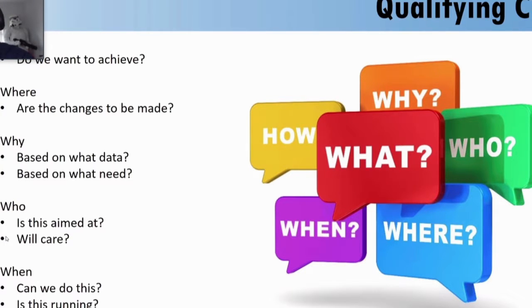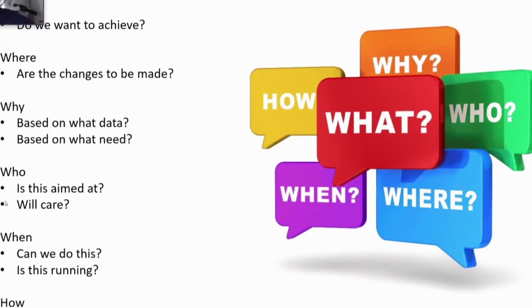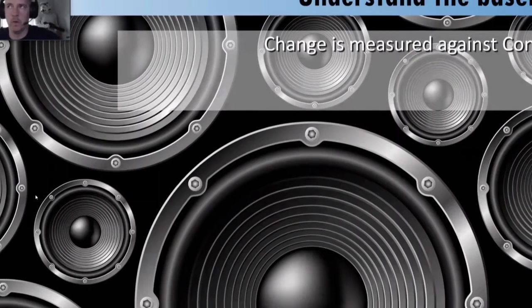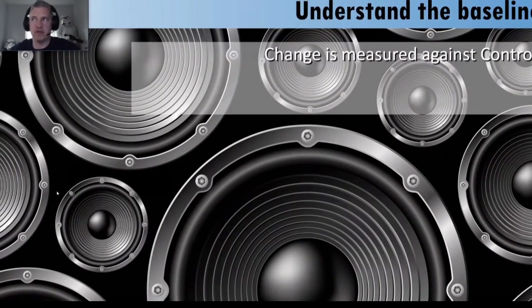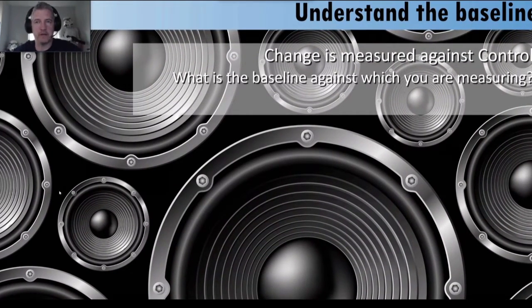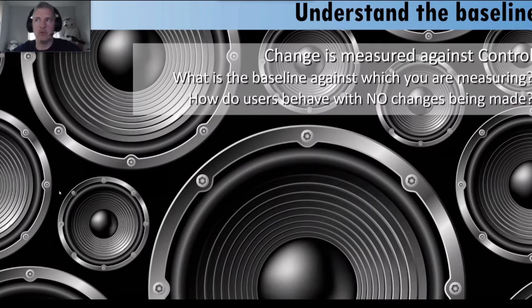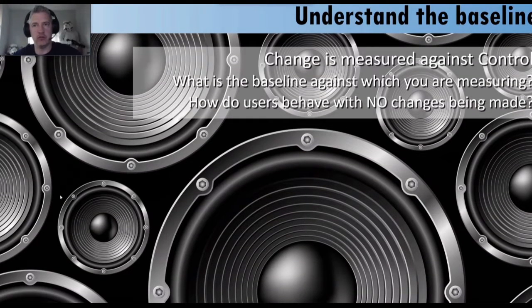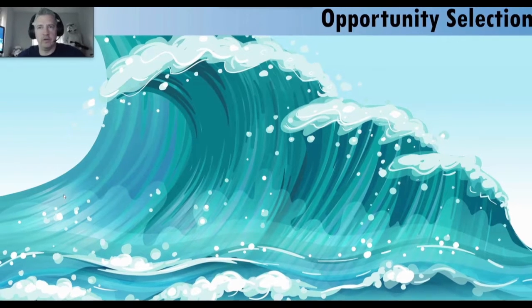And when we're talking about testing, we need to show a difference. So how much difference could be made? Before we've picked our pages, before we even think about how we could be prompting a reaction, we need to understand our baseline. We need to think that the change is measured against control. So what is the baseline against which we're measuring? How do users behave? What volatility is there? What standard deviation? When no change is being made, if it's just the control, how much variance do you see between mobile, between new, returning? Because we're talking about opportunity selection.